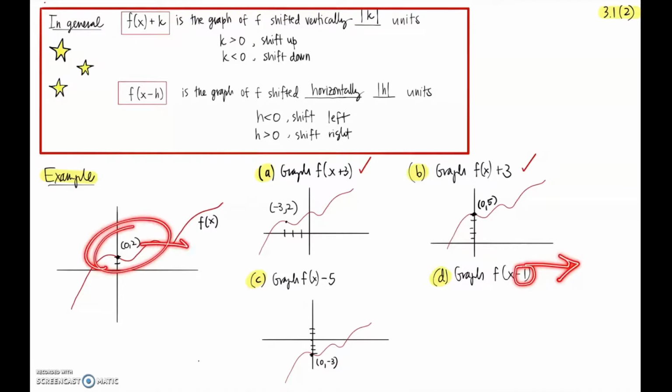If we're shifting this to the right one, does the x-coordinate change or the y-coordinate change? Y-coordinate stays as it is. This will definitely be a 2. What will this 0 turn into? It's shifting 1 to the right.